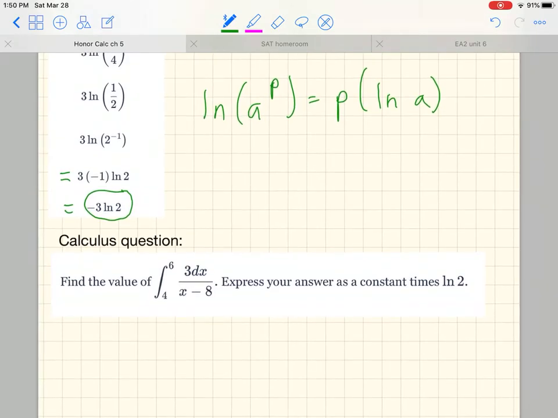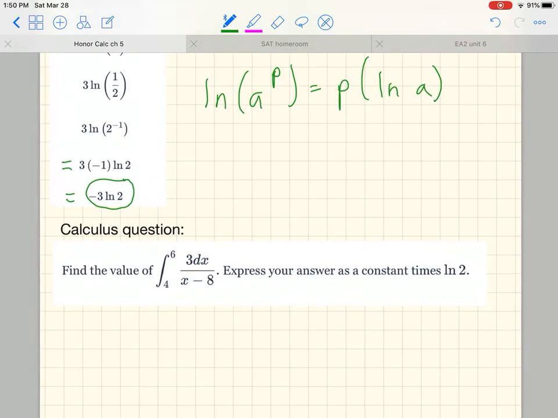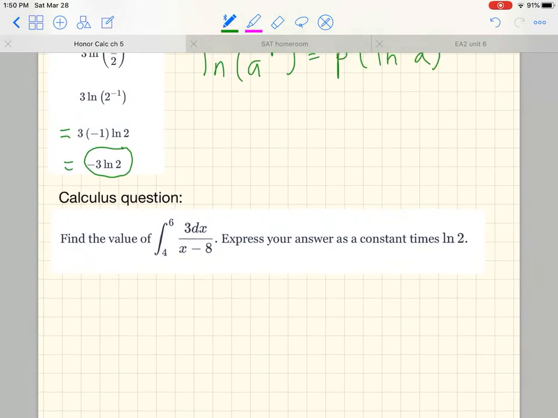Now the calc question would basically be to integrate. And to integrate, I'm going to first say that 3 should come out. I really want to try to make my life as easy as possible. So I still have a dx on top and an x minus 8, which actually, if I really wanted to, I could write as 1 over x minus 8 and then times dx.